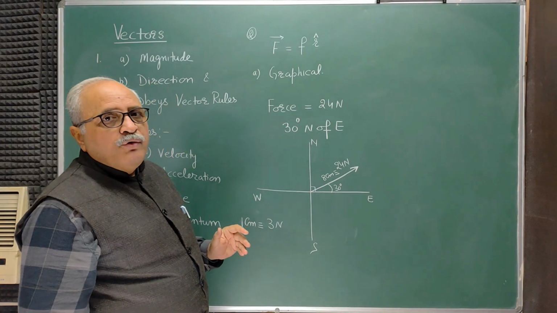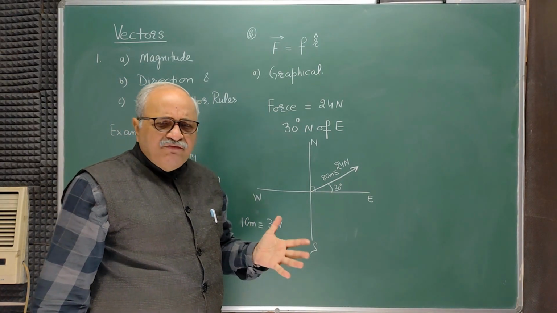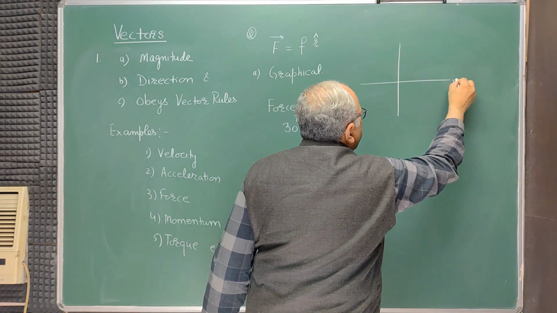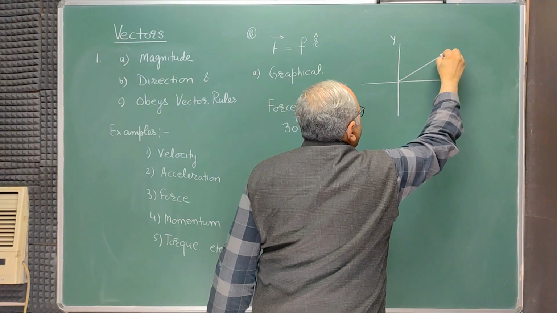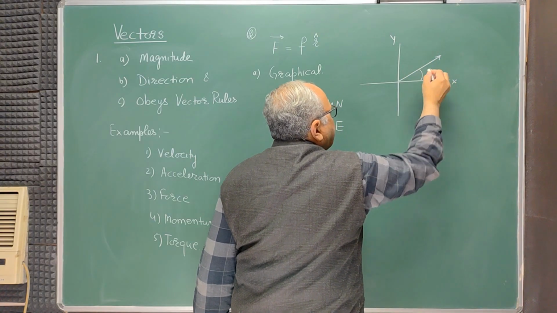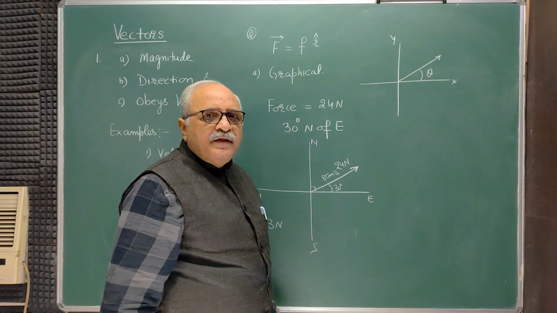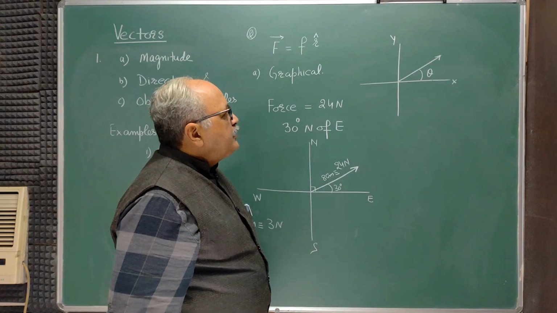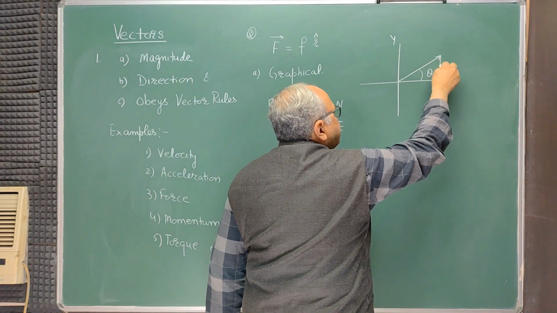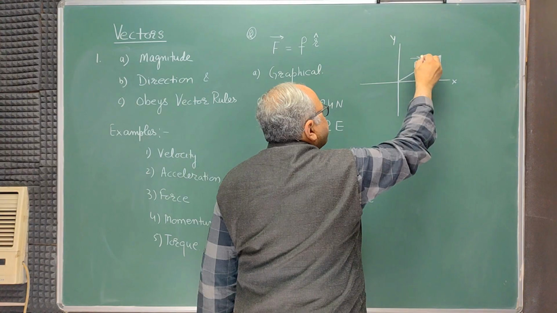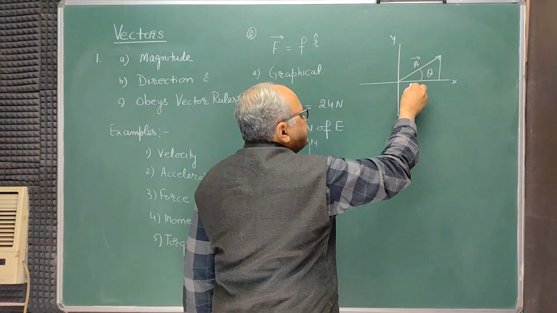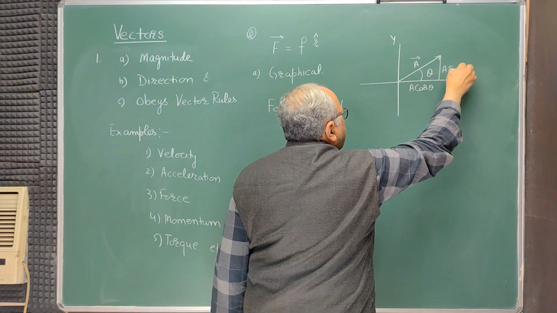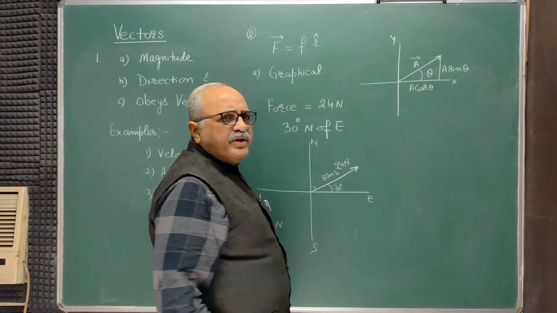Now from the point of resolution, we have already studied at school level that if I have a vector making an angle theta with the x-axis, and there is a y-axis also, in the xy plane, I can always resolve this vector. Say this vector has magnitude A. Its x component is going to be A cos theta and its y component is going to be A sin theta. You can obtain this from trigonometric relations.